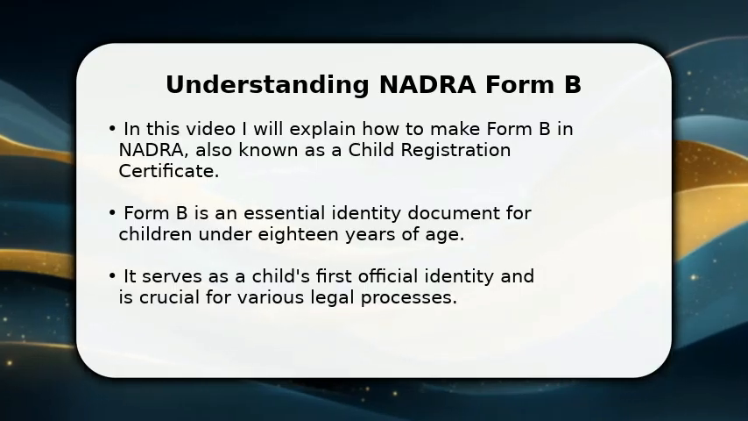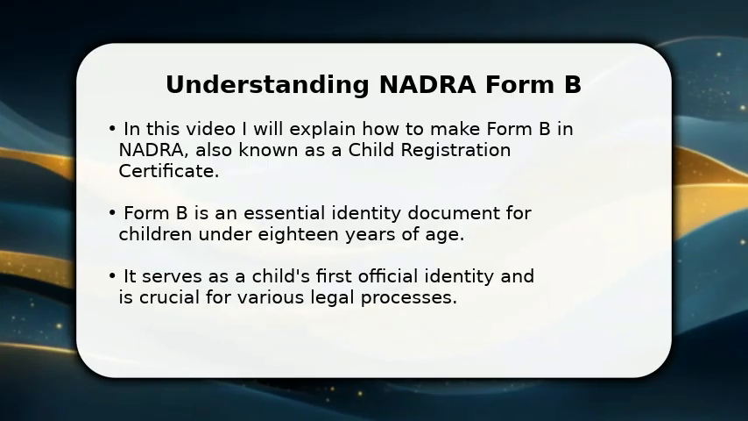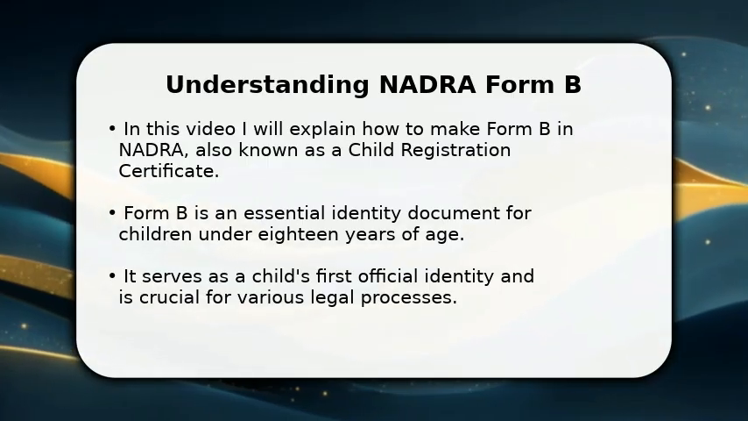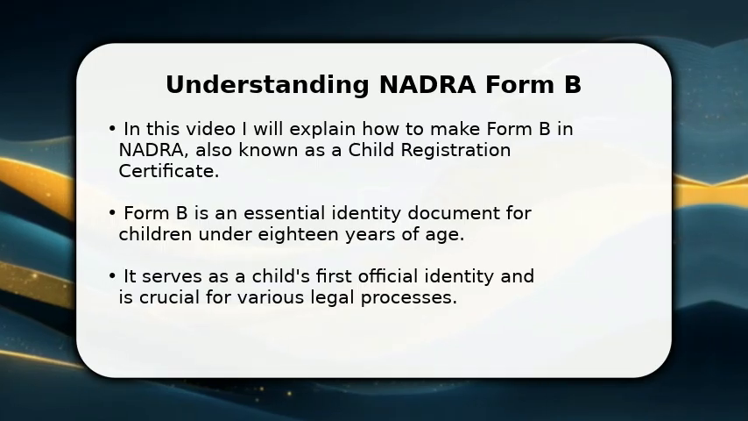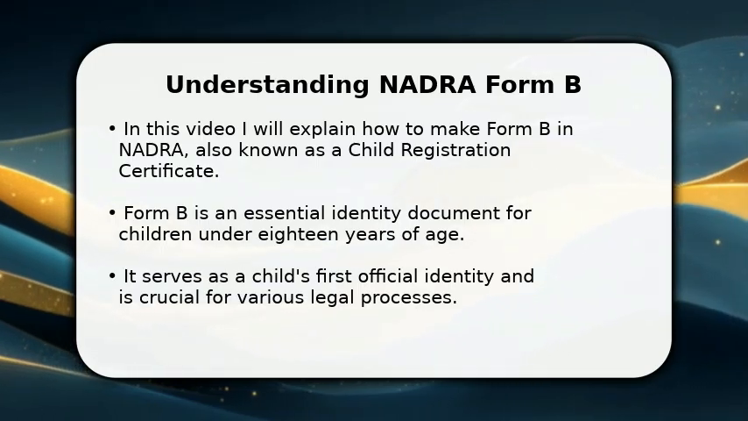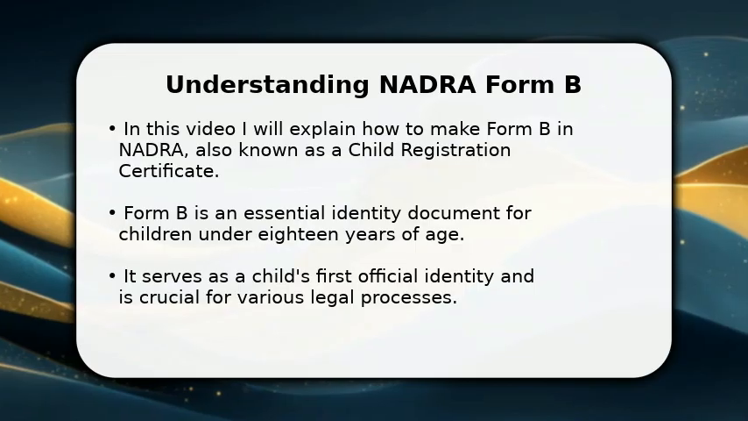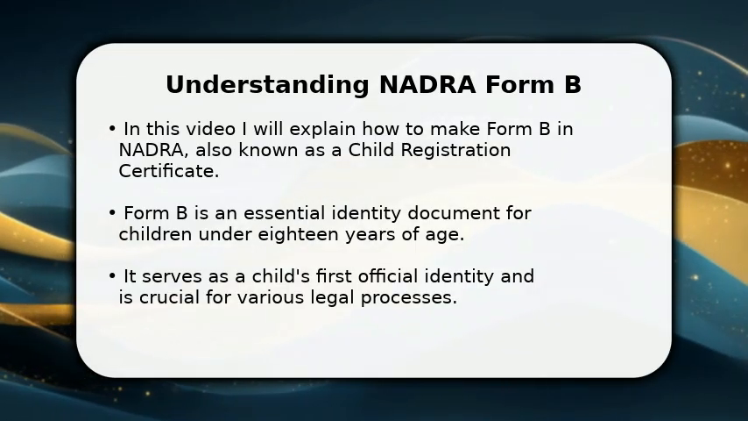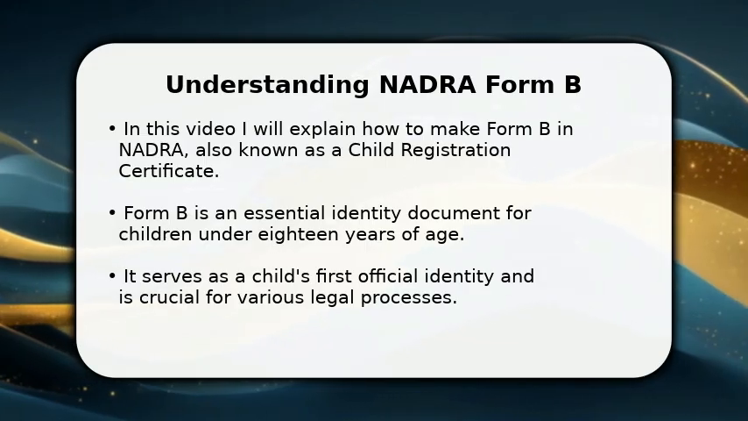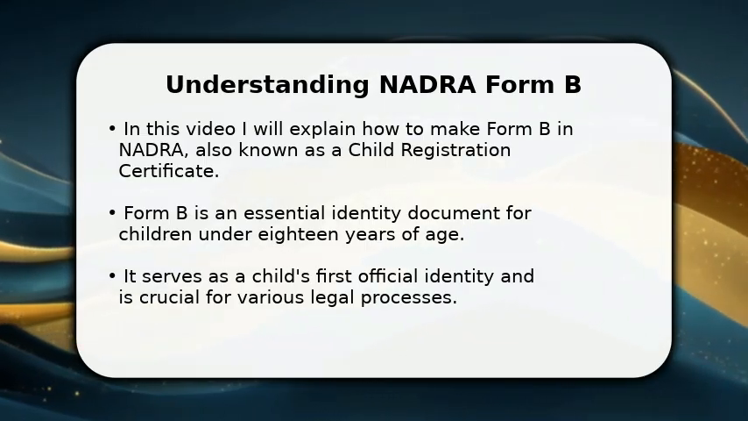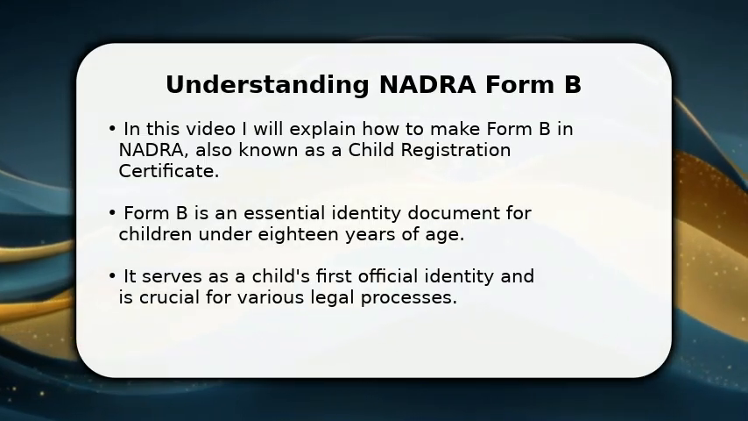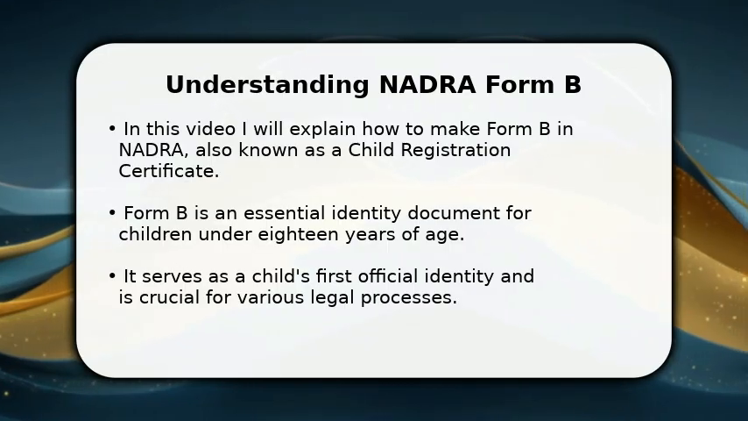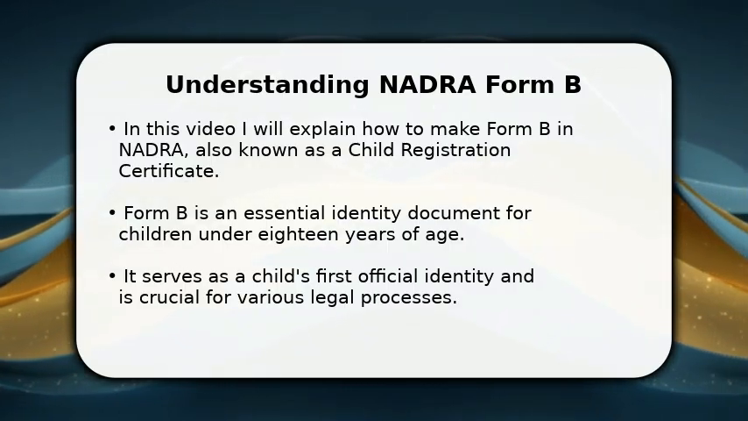In this video, I will explain how to make Form B in Nadra, also known as a Child Registration Certificate. This vital document is the first official identity for children under 18 years, ensuring their formal inclusion in the national database. It is absolutely crucial for many legal processes, such as obtaining a passport or appearing for examinations. Understanding this process is key for every parent or guardian.